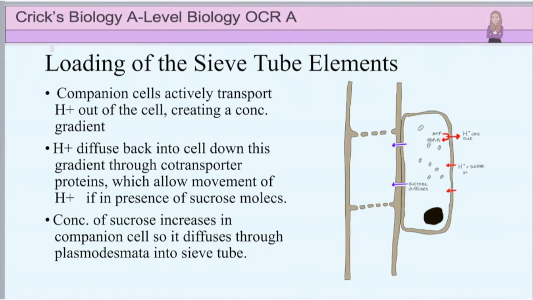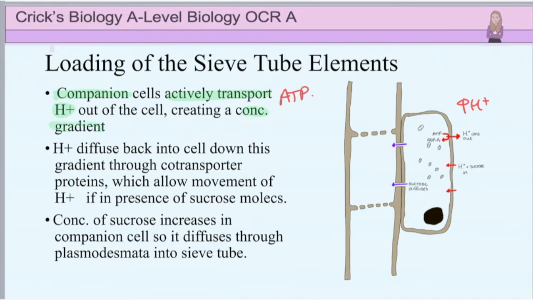In the loading stage at the source, sucrose is loaded by an active process using energy from ATP. The companion cells use the energy to actively transport hydrogen ions out of the cell, increasing the concentration of hydrogen ions outside the cell compared to the inside. This creates a concentration gradient.